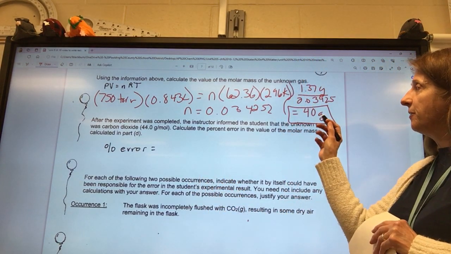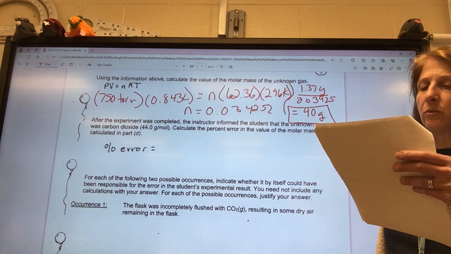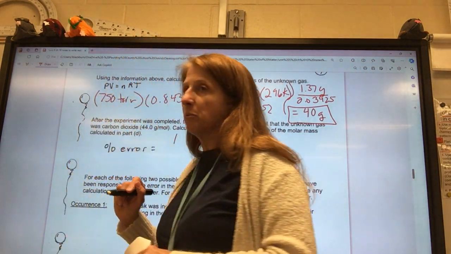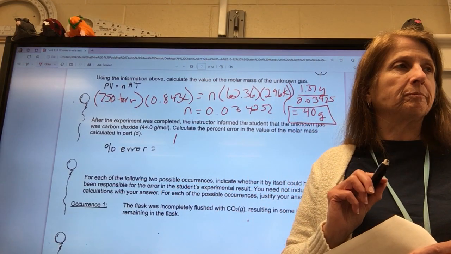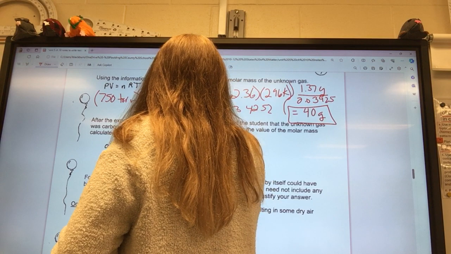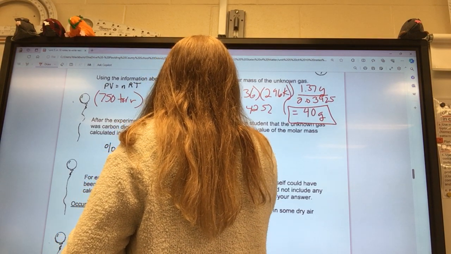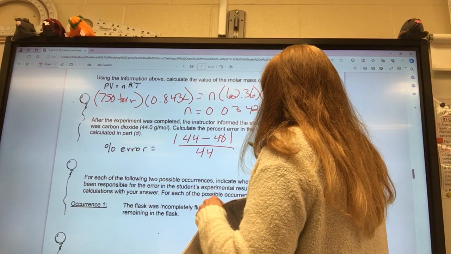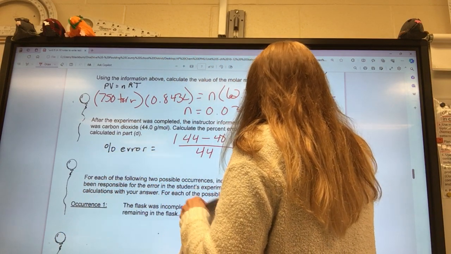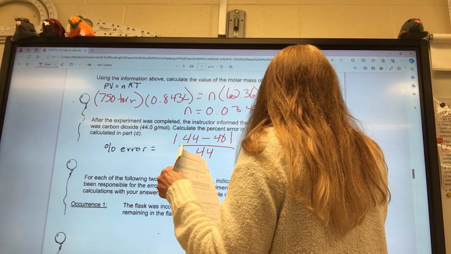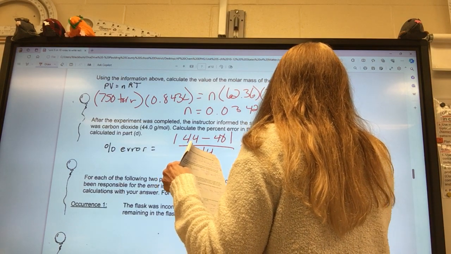So whenever they do something like that, then they always want you to do the error. They said you were supposed to get 44. Does anybody remember the formula for error? It's what you're supposed to get minus what you got, absolute value, divided by what you were supposed to get, times 100. If you do that out, it's 9.1% error. Put a box around it.